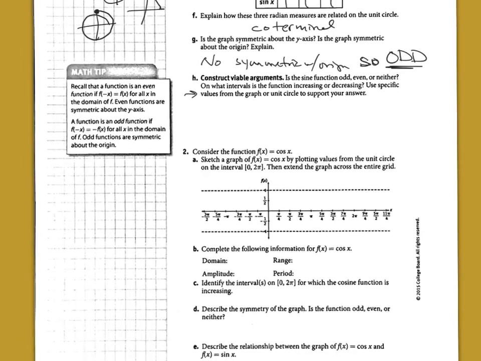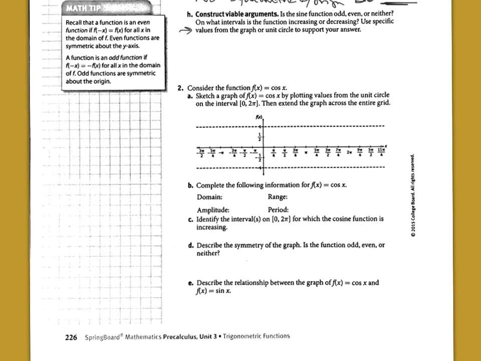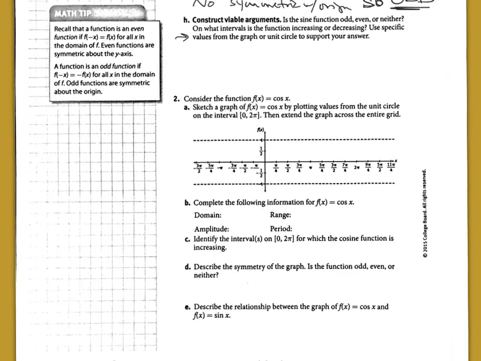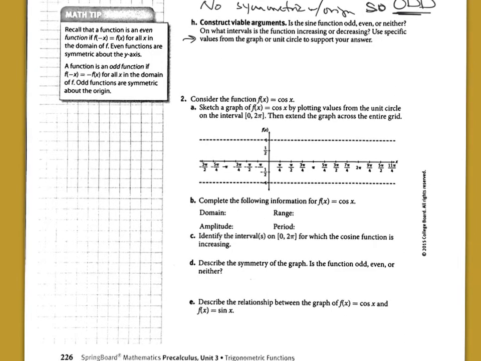Now let's take a look at cosine. And then we're going to put these together. How do you know the difference between the two? How can you remember how to graph each one?